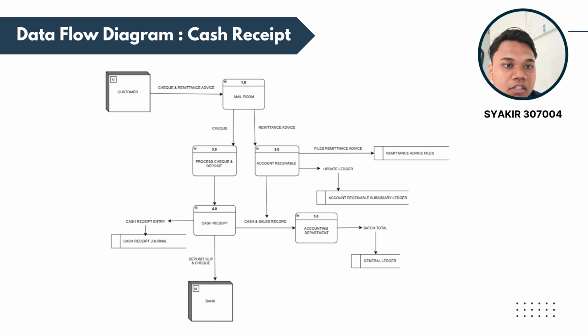From the processing check and deposit, the data is sent to the cash receipt. From the cash receipt, we send the cash receipt entry to the cash receipt journal and also send the deposit and slip check to the bank. Cash receipt also sends the cash record to the accounting department, and from the accounting department we send the batch total to the general ledger.